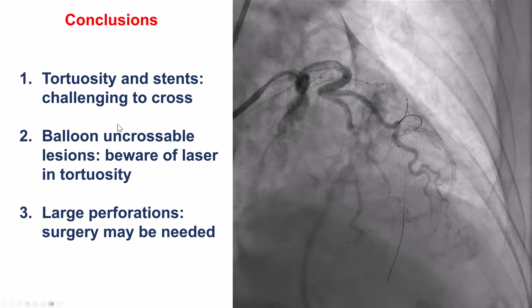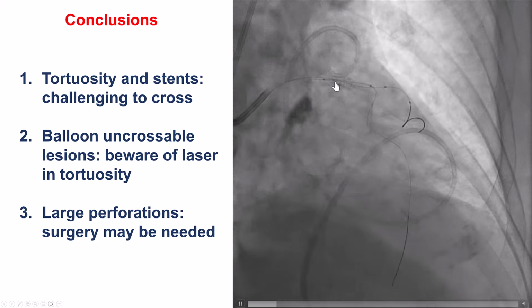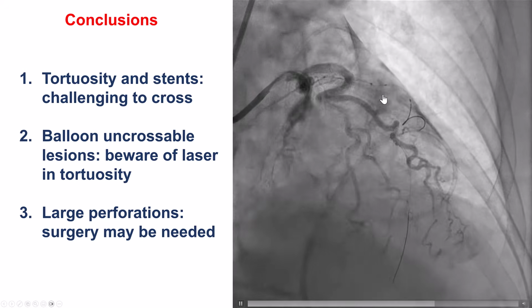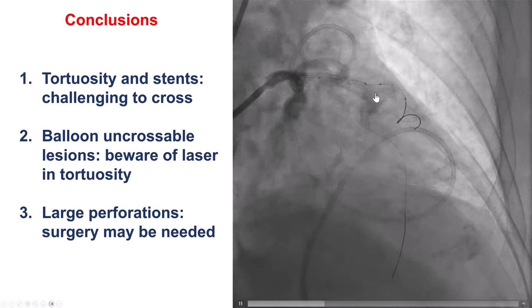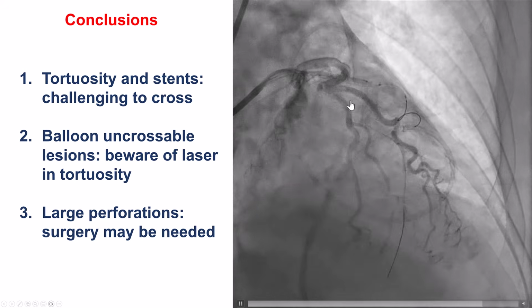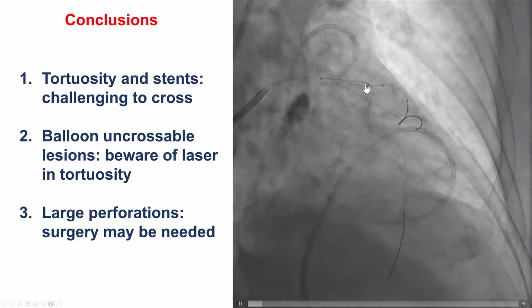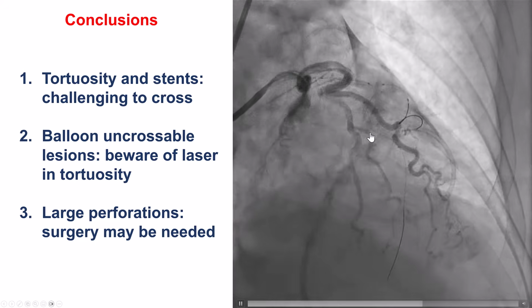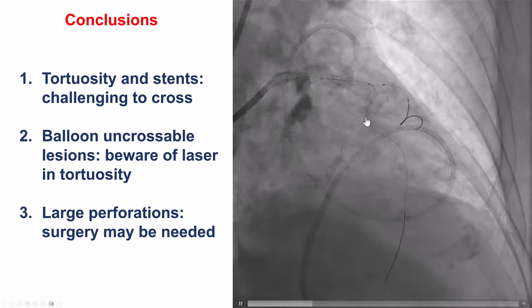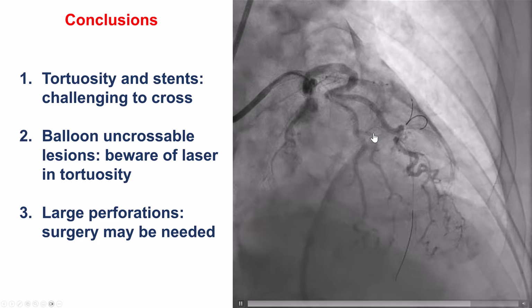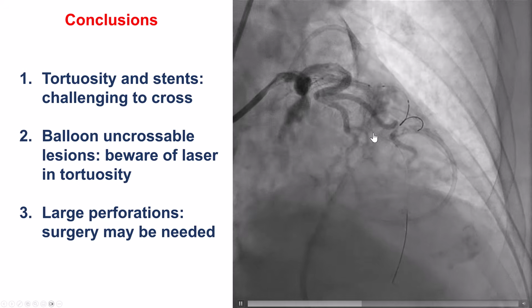Number two, about balloon uncrossable cases. This is a unique case of balloon uncrossable. This wasn't a de novo plaque causing the issue. What we had here was a previous stent, and most likely what happened is our guide wire went outside the stent, and this was why we could not advance the microcatheters and the balloons through that area.